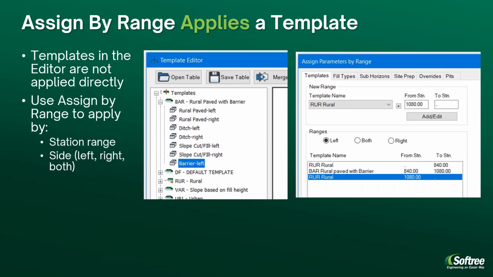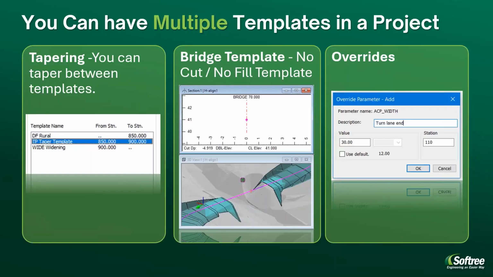We use the assign by range function to tell the software which template to use, across which station range, and across which side. So you can define a template for a smaller station range, and you can have it applied to either the left, the right, or both. And then there are some other tools in the software to help you if you are working with multiple templates.